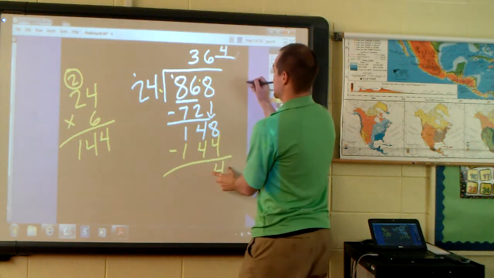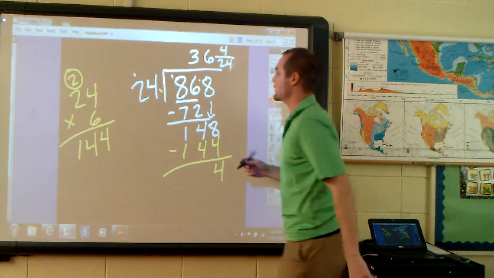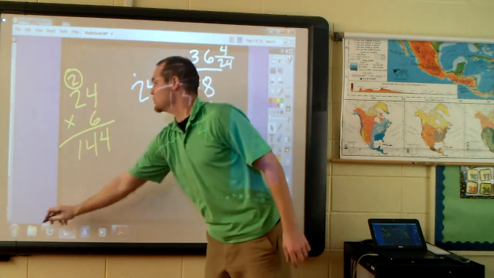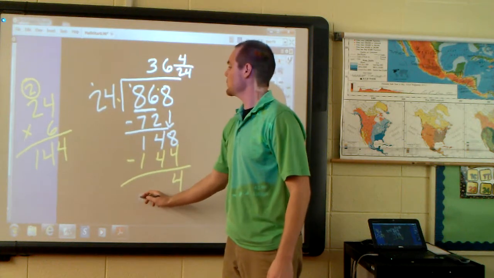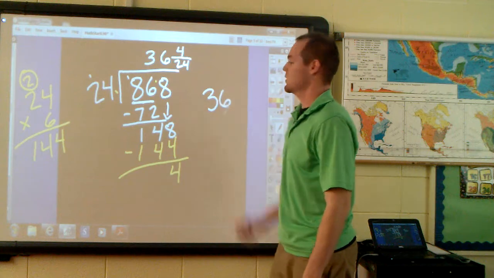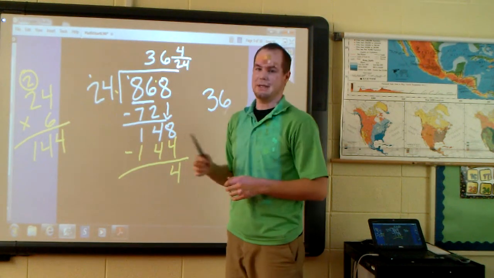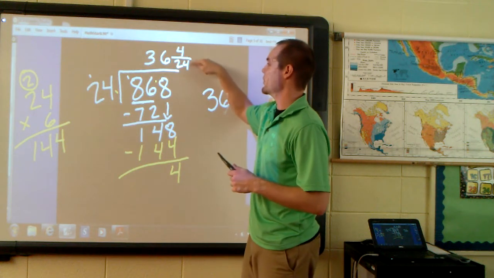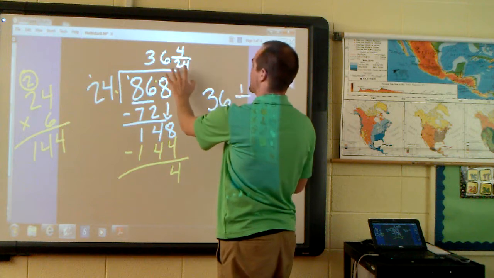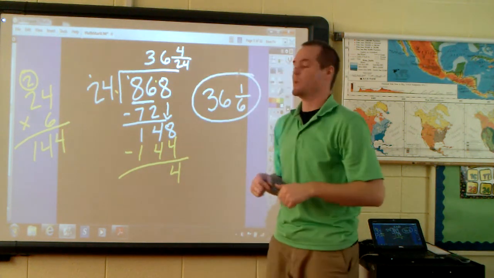I'm going to put that in my numerator with my divisor in my denominator. I end up with 36 and 4/24. This number is not reduced. I would like to reduce it. Again, my whole number doesn't change. 36 doesn't change. Is 24 divisible by 4? Yes, so let's divide both the numerator and the denominator by 4. 4 divided by 4 is 1. 24 divided by 4 is 6. My answer is 36 and 1/6.